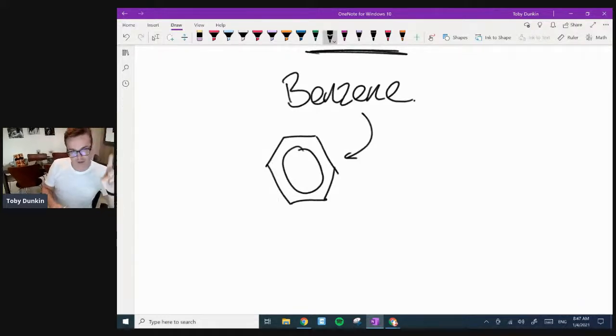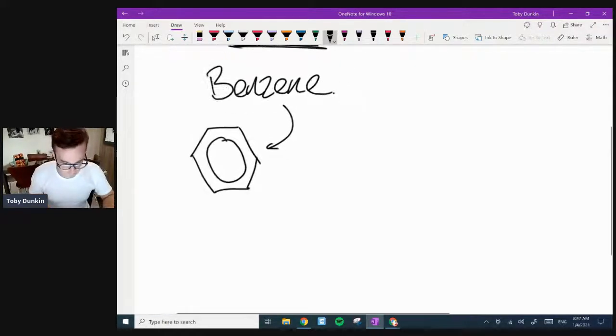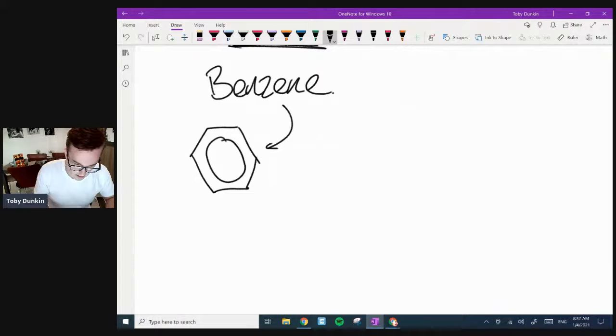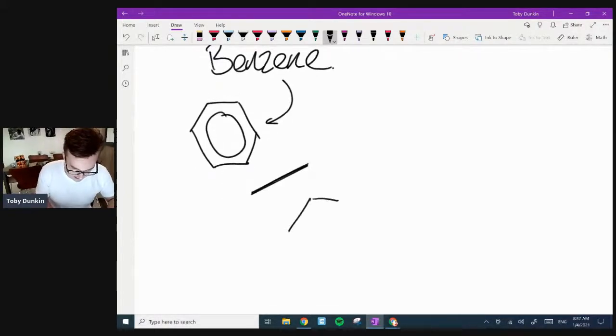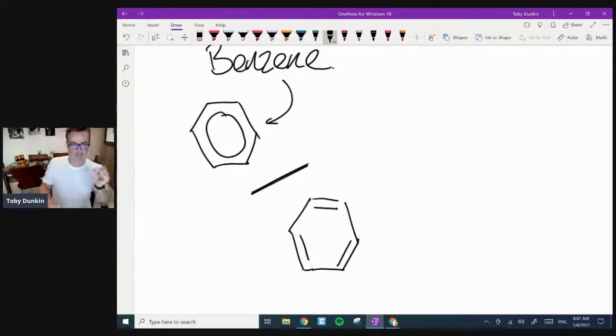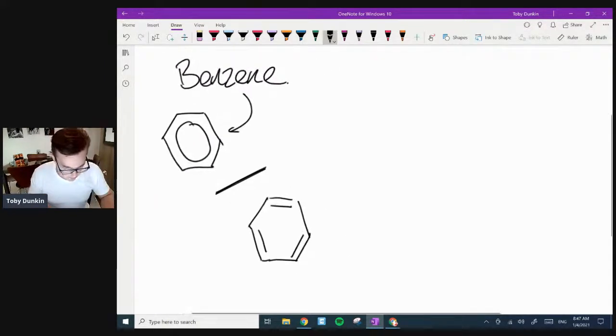And can I just point out that there's no exception to this rule, yeah? Some people often see this other picture, and think that this is the same thing. And it really isn't. This here is not benzene, which is a bit frustrating, really. The top one is benzene.